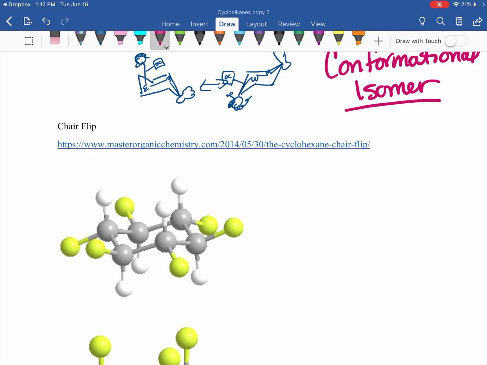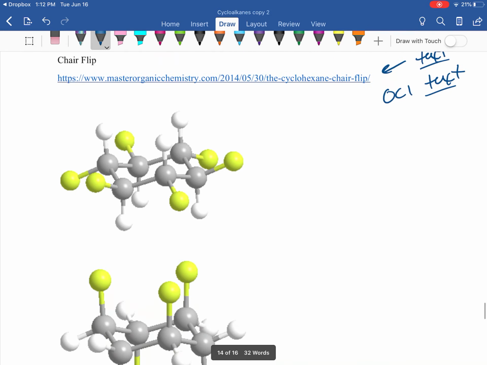All right, this is really hard for me to do on a flat screen. So I'm going to try my best and give you 3 or 4 different visuals to help you visualize the chair flip. The chair flip is actually in our online textbook. It will be in your regular textbook. If you have any OChem 1 text, you will have the chair and the chair flip.